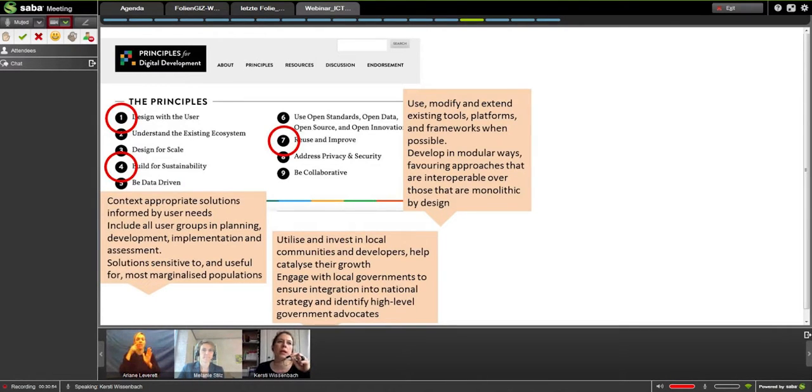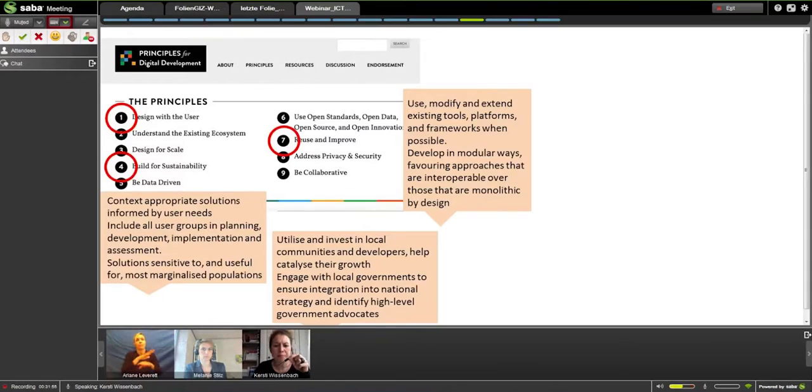And when it comes to the use of ICTs for inclusive education, there are specifically three principles of great relevance, which are numbers 1, 4, and 7. Number 1 means designing with the user, which basically means context-appropriate solutions informed by user needs. That means including all user groups in the planning, development, implementation, and assessment of programs, but also policy framework design. So that means, for instance, not only ICT developers or app developers, if a program thinks it does need a technical solution, but educators, students, all target groups that somehow are affected or are affecting an educational process. So that is to enable solutions which are sensitive to and useful for the most marginalized populations.